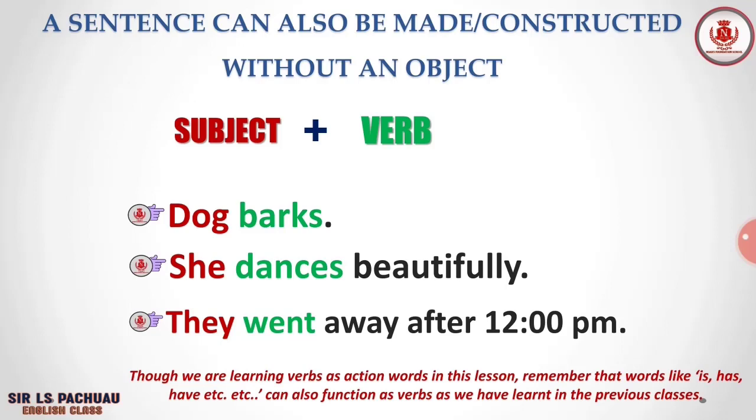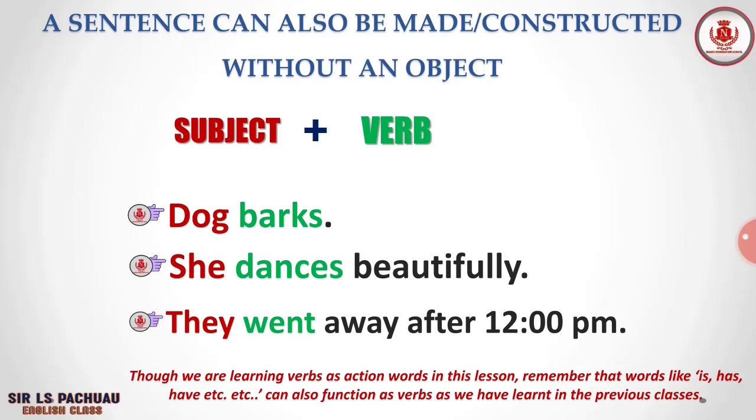And here's one point that you have to know. Though we are learning verbs as action words in this lesson, remember that words like is, has, have can also function as verbs, as we have learned in the previous classes. I think you have all known about this. Is is a stative verb; has and have are belonging verbs.